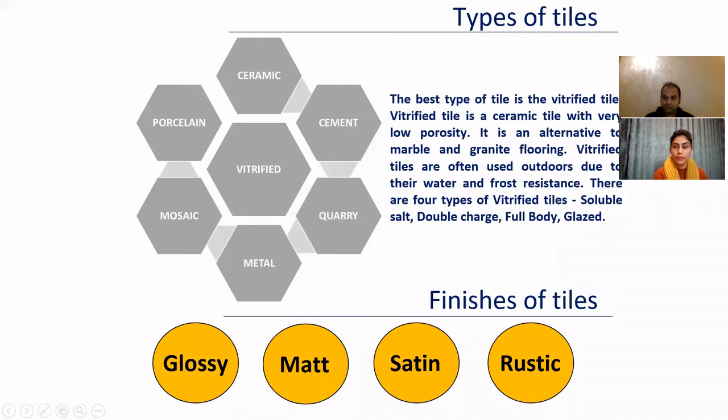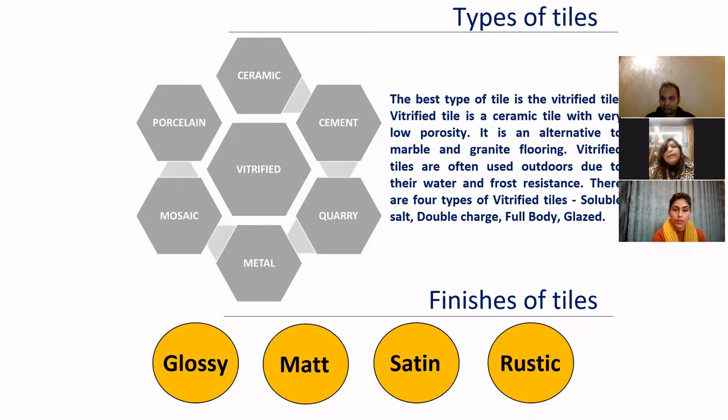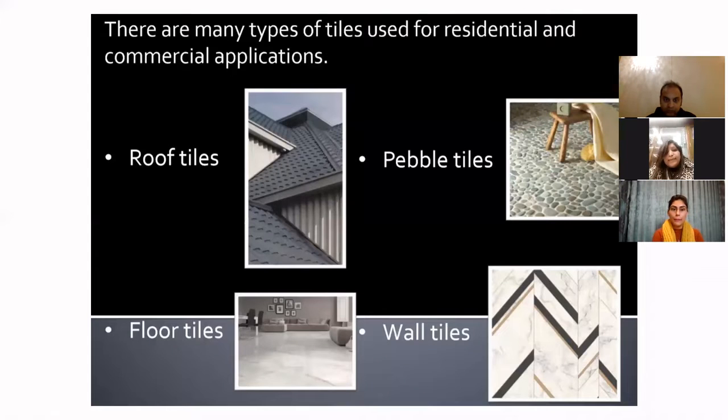Vitrified tiles are used outdoors due to their water and frost resistance. There are 4 types of vitrified tiles: soluble salt, double charge, full body, and glazed. And there are satin and rustic finishes.